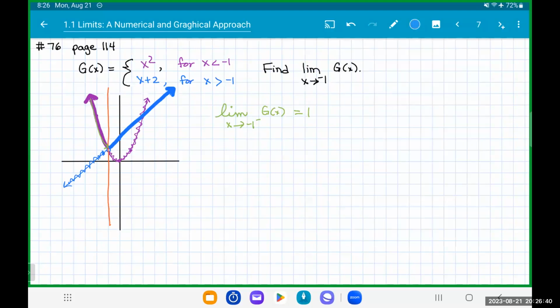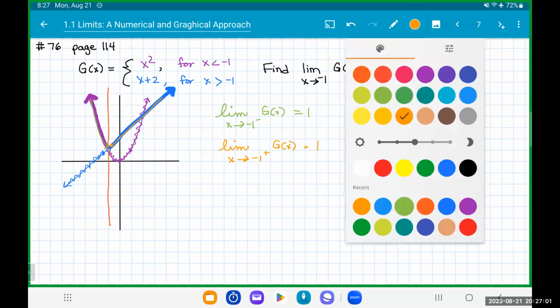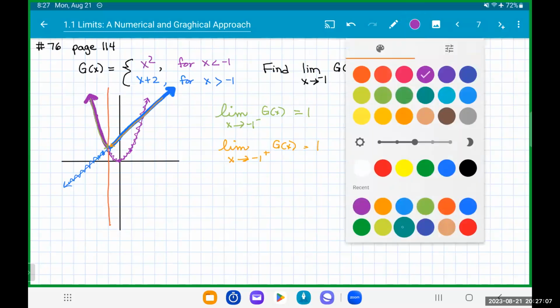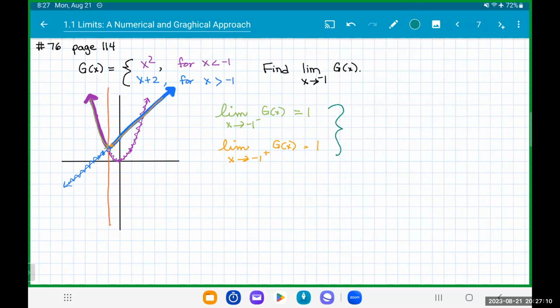As I approach from the right, my limit as x approaches -1 from the right of this function is also y equals 1. So what I have here is that my limit as x approaches -1 of this function g of x is going to equal 1, because these two values are the same.